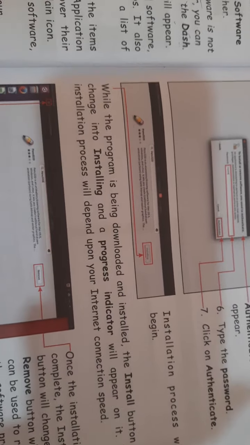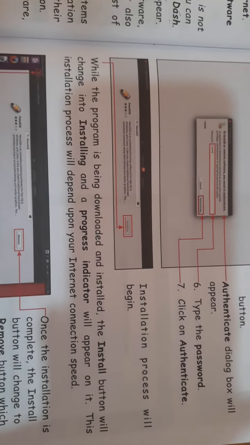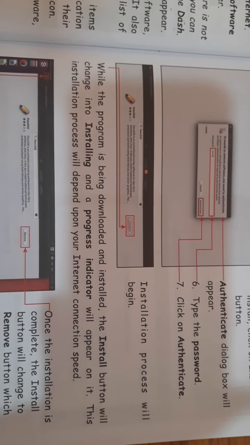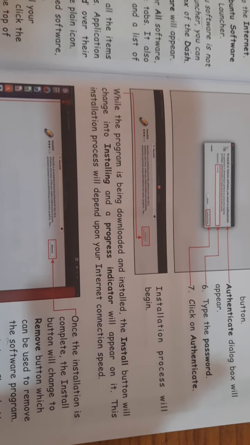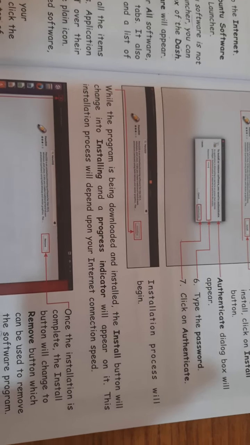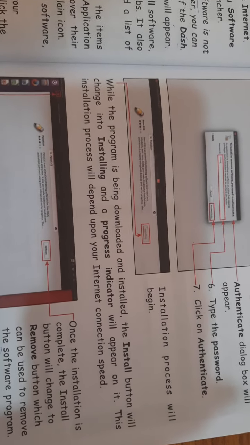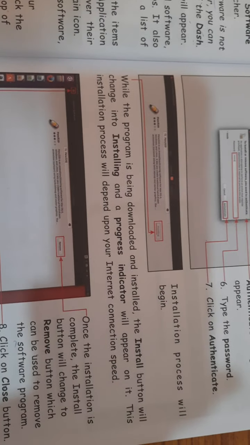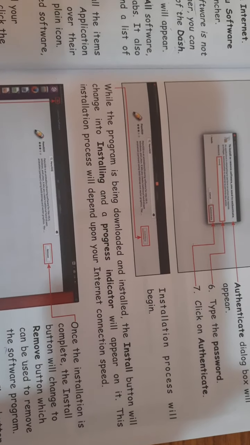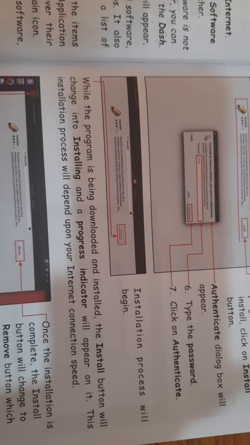Now the installation process will begin. As soon as you click the Authenticate button, your installation process will begin. While the program is being downloaded and installed, the Install button will change into Installing and a progress indicator will appear on it. The progress indicator shows you how much percentage installation is done.